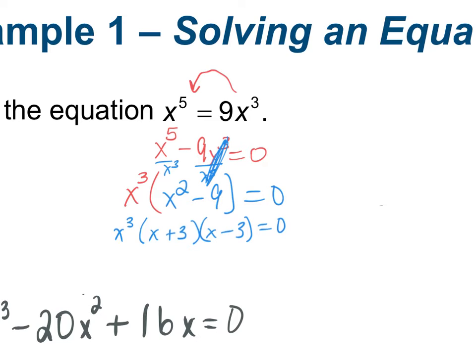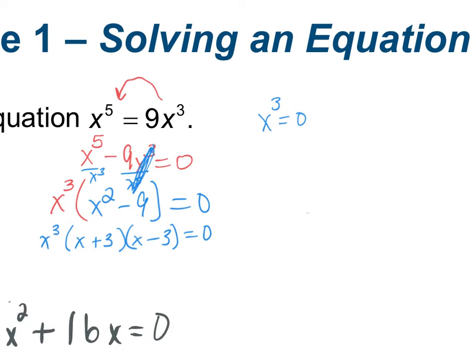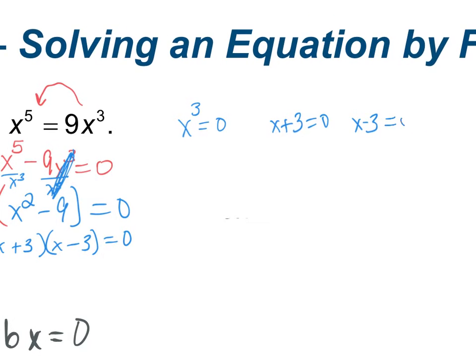Now, it says to solve the equation. That means you want x equals. So I have to take each piece and set it equal to 0. So x cubed equals 0, x plus 3 equals 0, and x minus 3 equals 0. So how do I get x cubed to be just plain old x? I'm going to take the cube root. Yep, I know what you meant.